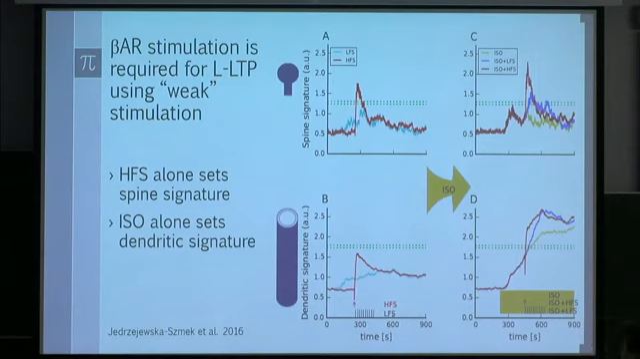But neither of these will give us LTP. Now we add in isoproterenol, and isoproterenol alone will cause an increase in the dendritic signature, but not the spine signature. But both the isoproterenol plus high frequency and isoproterenol plus low frequency, both dendritic and spine signatures cross the threshold.